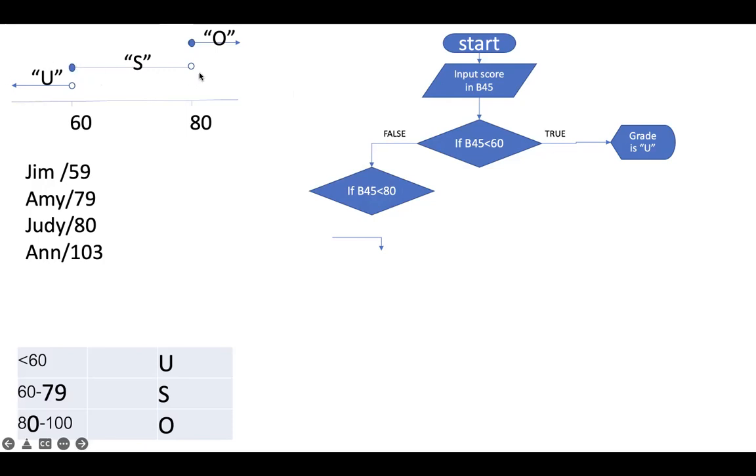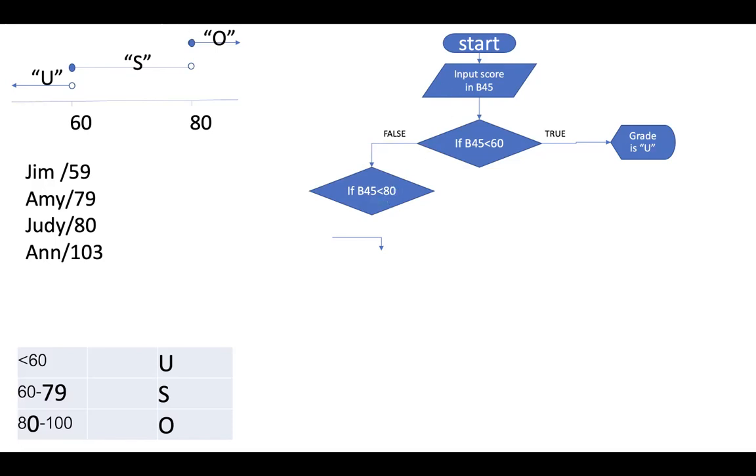The second range, we check from this one. We see at the maximum point here. You can see that the maximum point here is less than the point of 80, and we exclude this 80. We check the value from 80 and below. So that means you check if B45 is less than 80.